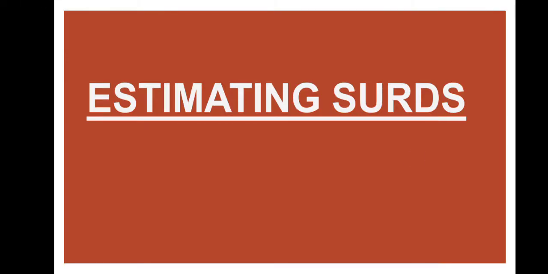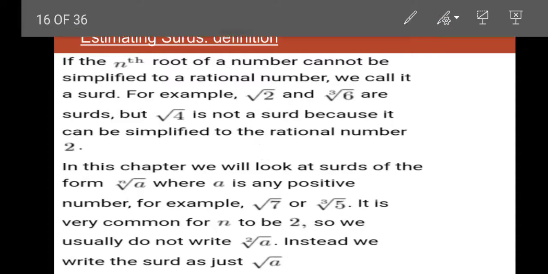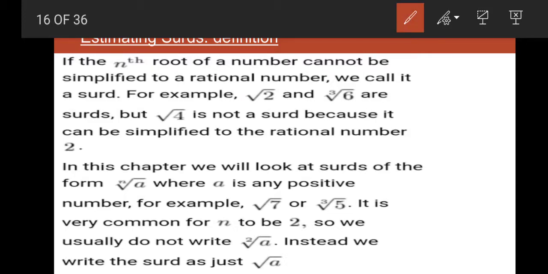In this lesson, we will learn how to estimate surds. If the nth root of a number cannot be simplified to a rational number, we call it a surd. For example, we are given the square root of 2.